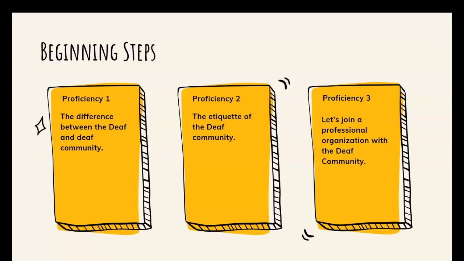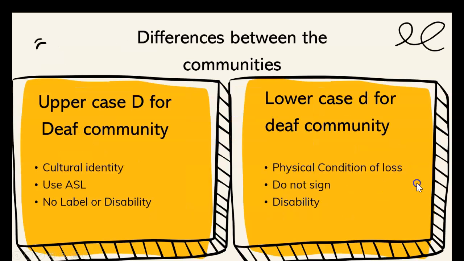The purpose of the lesson is to explore the different terms used in the deaf community, the significance of the deaf community, and how to make life more accessible for the hearing impaired. The last part of the lesson provides you with a list of professional deaf organizations to provide more guidance beyond the given lesson. Okay, so let's get started with the first proficiency.